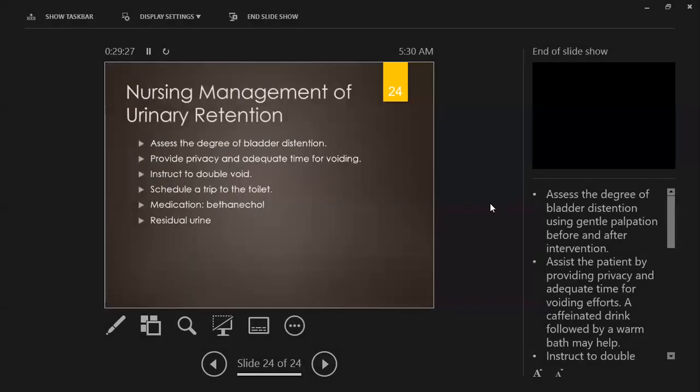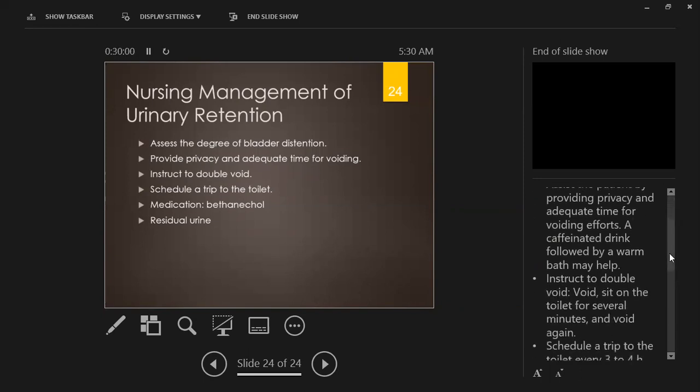Scheduling trips to the toilet is also very important, getting them on a regular schedule. Medications like bethanechol can be used in order to encourage regular emptying of the bladder. And then residual urine. We want to make sure that we can either cath it out or have that patient double void in order to fully drain the bladder. So you're going to assess the degree of bladder distension using gentle palpation before and after your intervention. You may also bladder scan your patient.